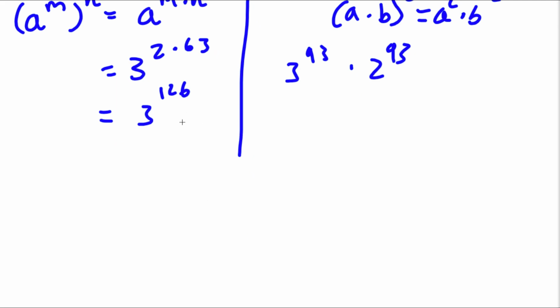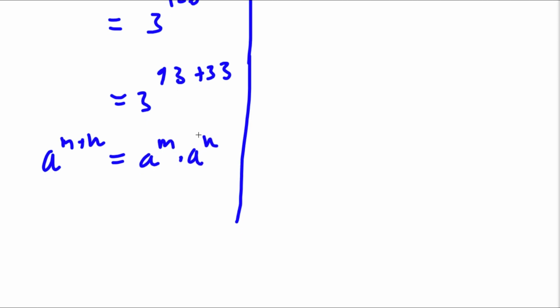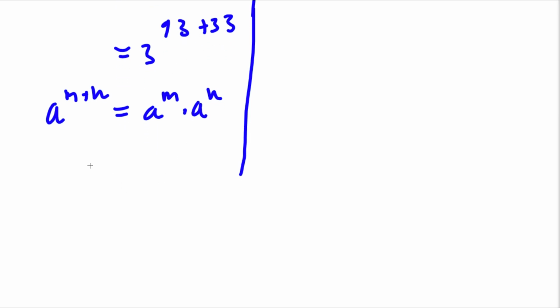Now 126 here, this is the same thing as 93 plus 33. So now if I have something in the form a to the power of m plus n, this is equal to a to the power of m times a to the power of n. So 3 to the power of 93 plus 33, that's going to equal 3 to the power of 93 times 3 to the power of 33.